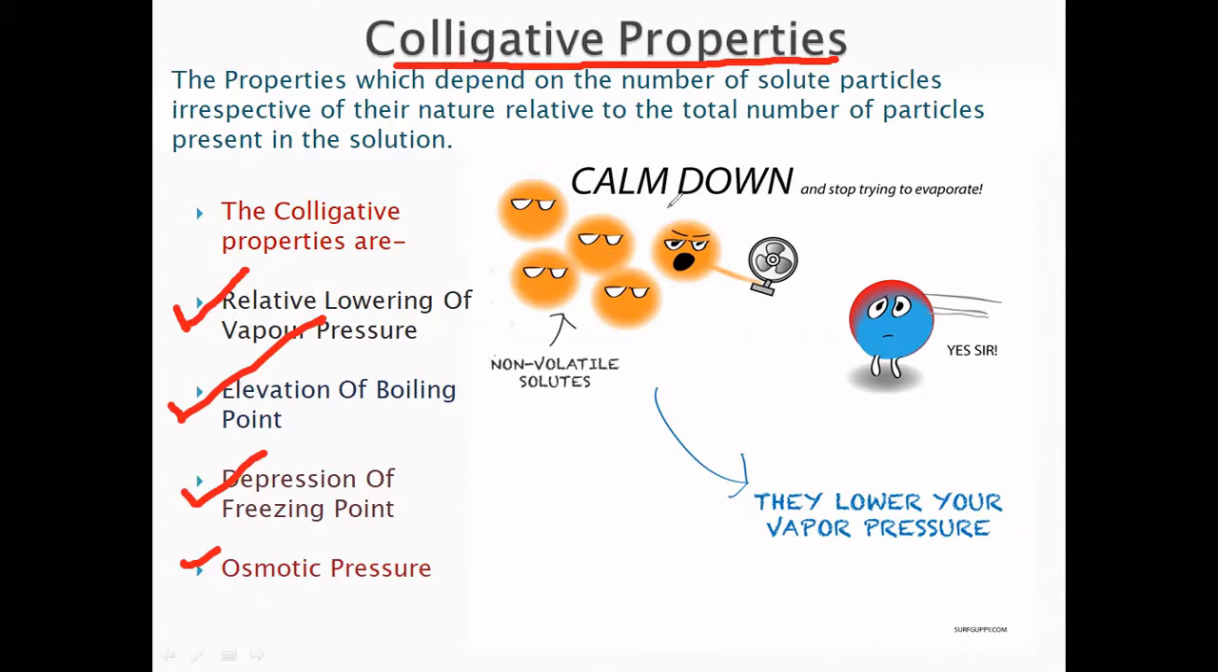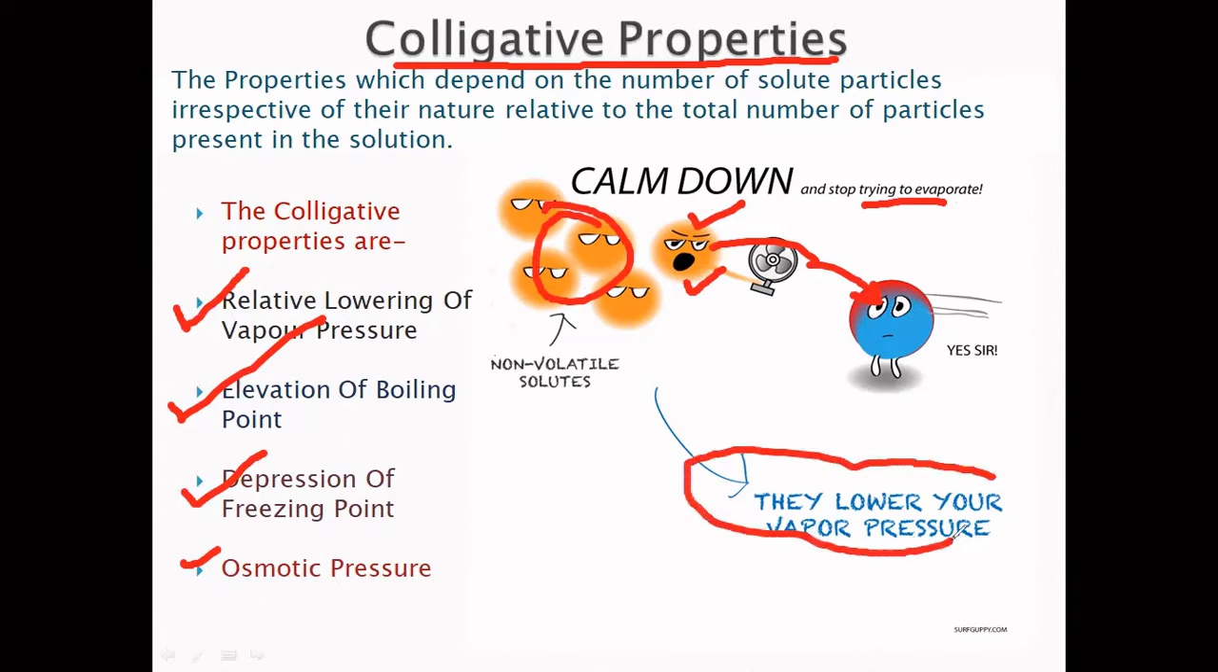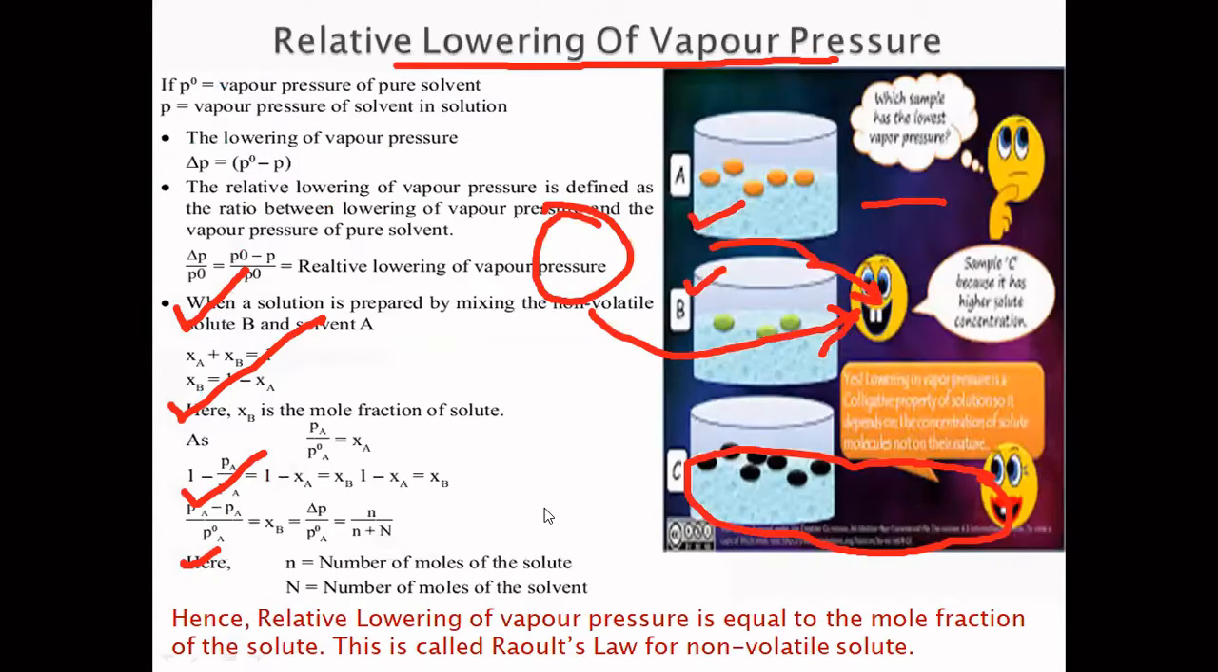Now let's see this diagram. In this diagram, it is a teacher and he is asking his student to have patience and try to evaporate, because he knows that these four are non-volatile solutes and they will not let his student evaporate, because they will lower his student's vapor pressure. As we are already aware, when a non-volatile solute is added into a solvent, the vapor pressure of the solvent gets decreased. Okay, so let's move to the next slide.